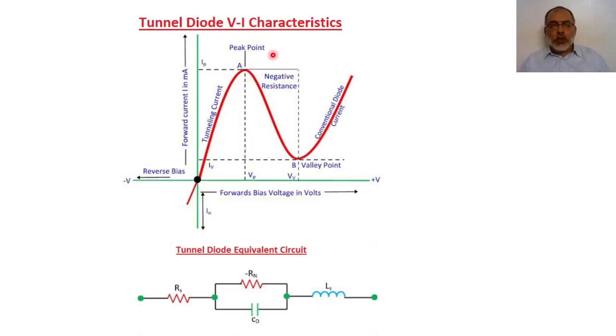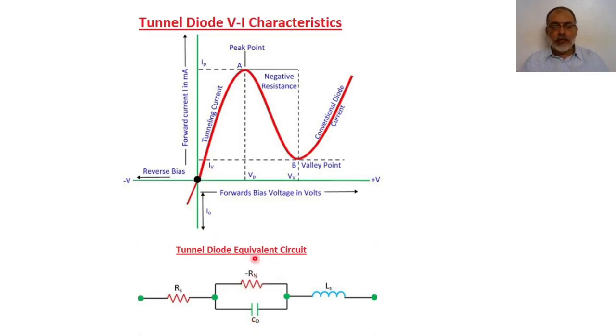The operating region of the tunnel diode is the negative resistance region between the peak point and the valley point, or from point A to point B. And in this region, the equivalent circuit for the tunnel diode is simply a series resistance due to the leads of the tunnel diode, with a negative resistance corresponding to the negative dynamic resistance here, in parallel with a capacitance, which is effectively the capacitance due to the depletion region between the P and N junction, because the depletion region in this case has not vanished completely.